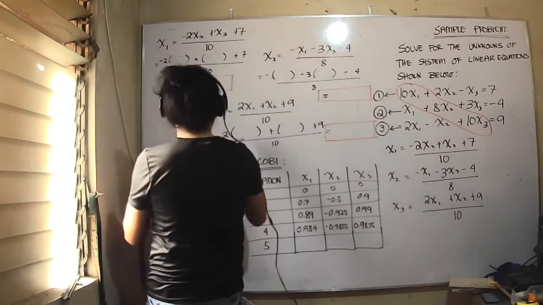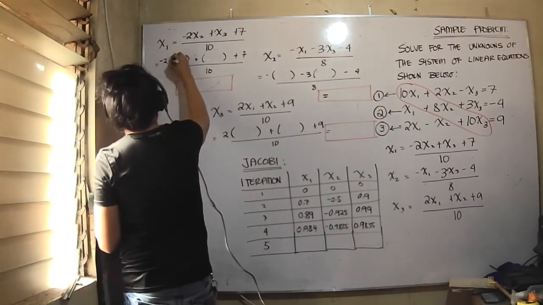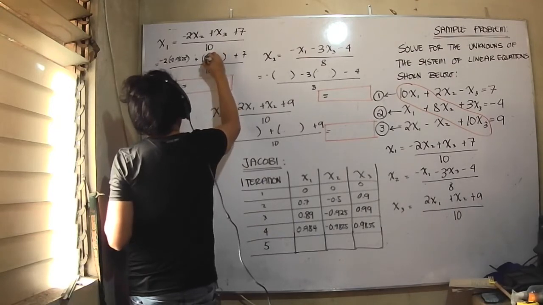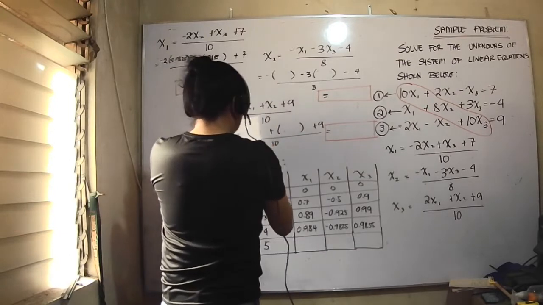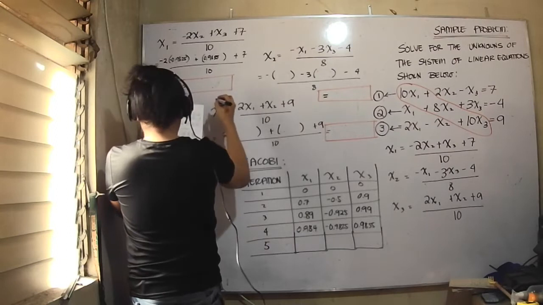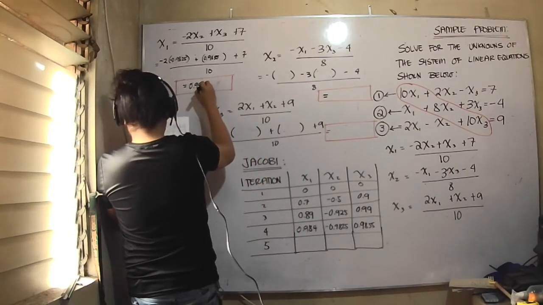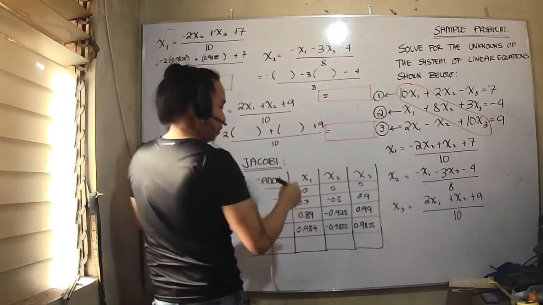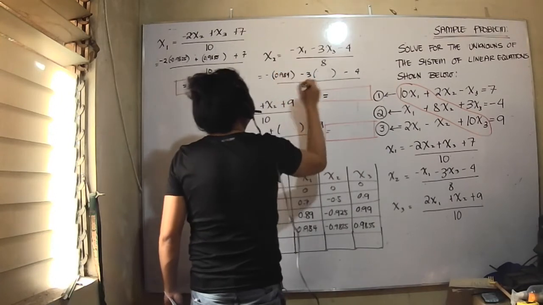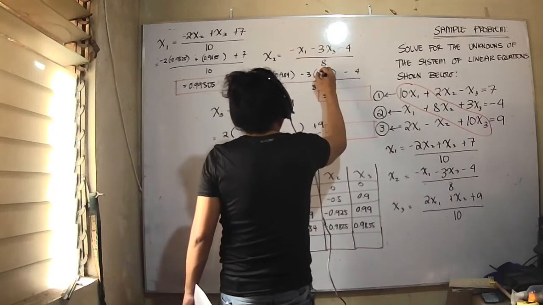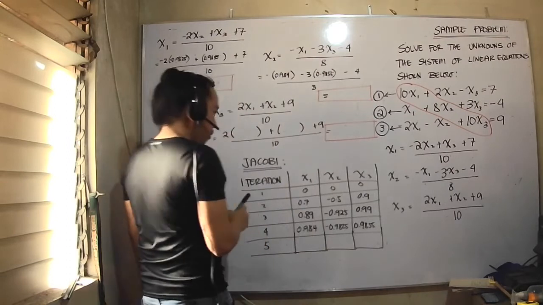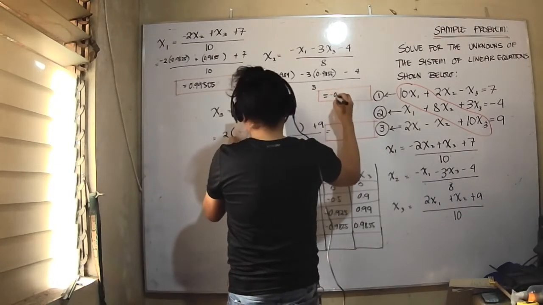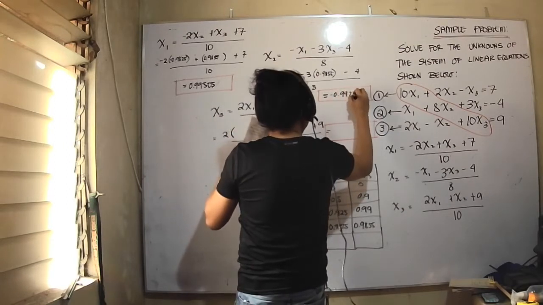Okay. So number 5, fifth iteration, we use x2 is equal to negative 0.9825, x3 is equal to 0.9855. The answer I get is 0.99505. Now for x2, x1 is equal to 0.984, x3 is equal to 0.995. We get x2 is equal to negative 0.99256. Okay?